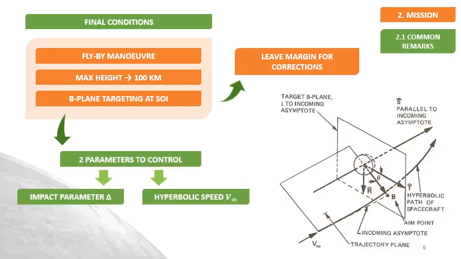The final part of the mission consists on a flyby maneuver with a restricted maximum height of 100 kilometers. It is going to be considered that, when reaching the moon's sphere of influence, a biplane targeting will be performed. That allows to control the flyby height by changing the impact parameter and the hyperbolic speed. Thus, we should include also a margin for this maneuver.